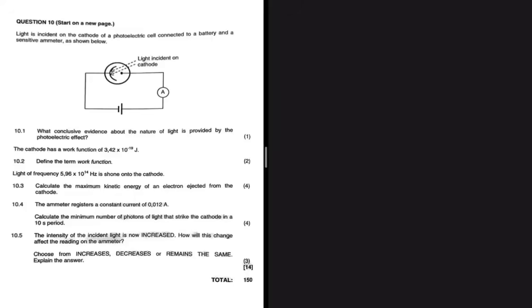Light is incident on the cathode of a photoelectric cell connected to a battery and a sensitive ammeter, as shown below. Question 10.1 asks: what conclusive evidence about the nature of light is provided by the photoelectric effect? The photoelectric effect proves that light can act as a particle, right? So that's 10.1.